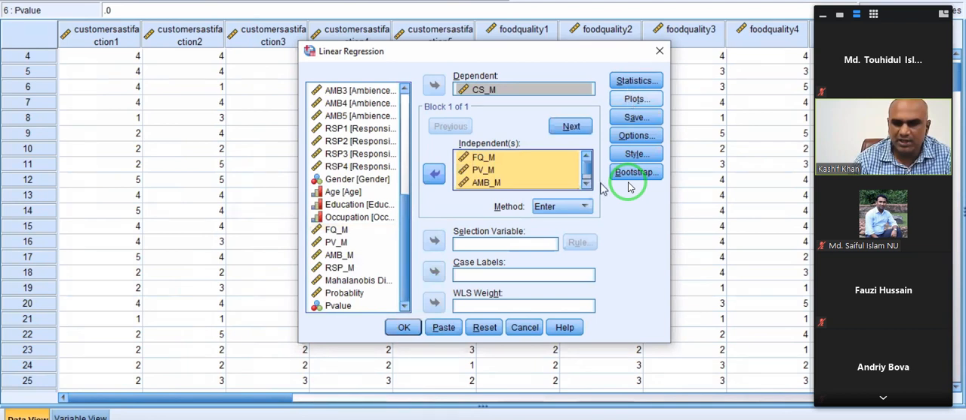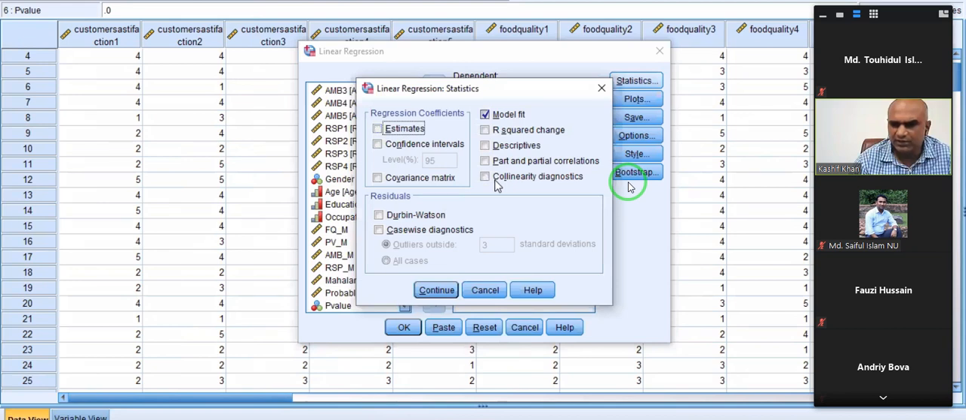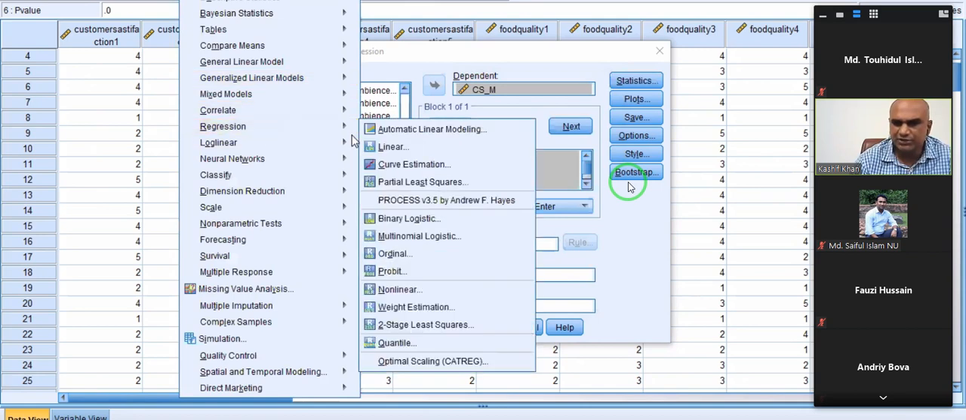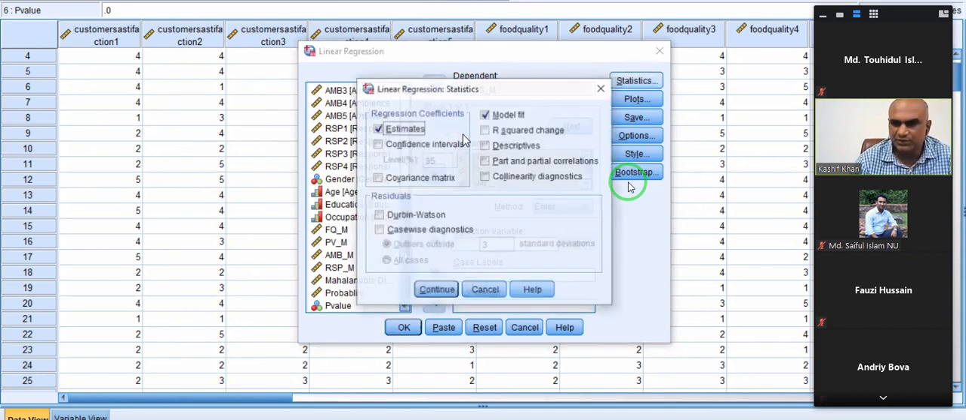And I'll go to Statistics. Estimates, we don't need this. Model fit, we don't need this. Collinearity diagnostics, just click on this. Continue, and let me show you again. Analyze, Regression, then Linear, and I selected my dependent variables and went to Statistics. I unchecked everything and only selected collinearity diagnostics. That's about it. I want to check autocorrelation through Durbin-Watson, and now I need to continue.